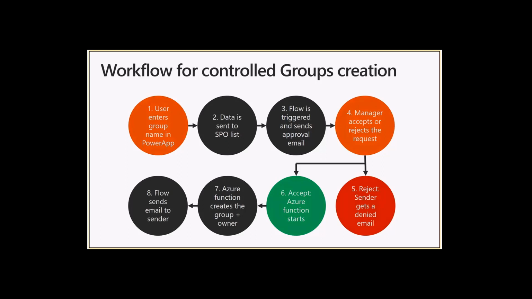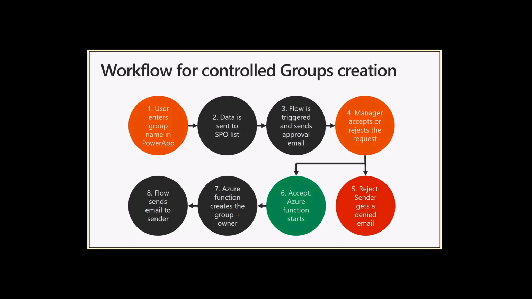And then the next step is that a flow is triggered and sends an approval email to the manager of that person, so the manager can decide, okay, we already have that group, so he might reject the workflow and the flow will stop at that point. Or on the other side, he says, okay, it's a good idea to create that group, and he accepts that.